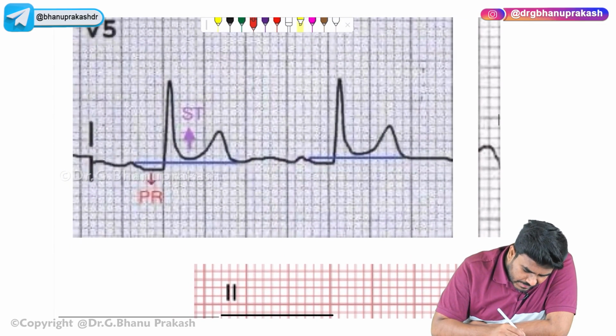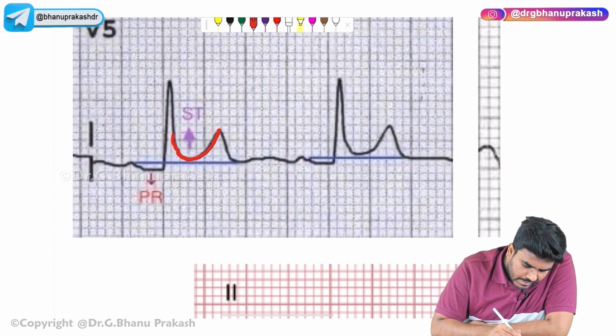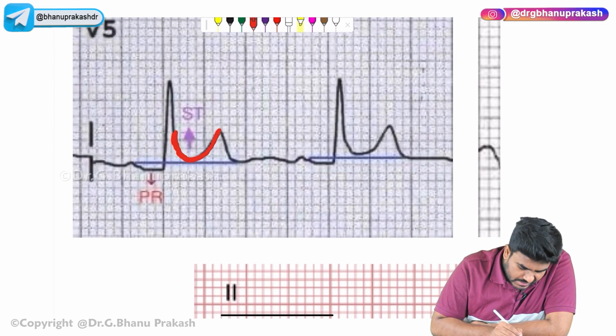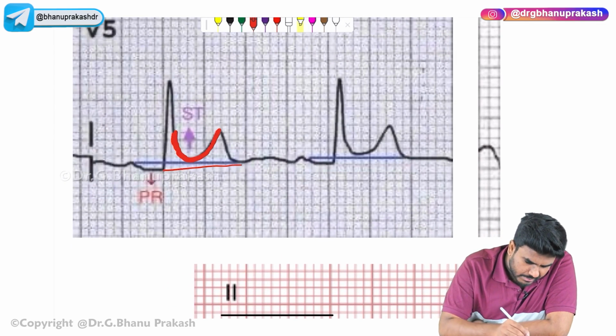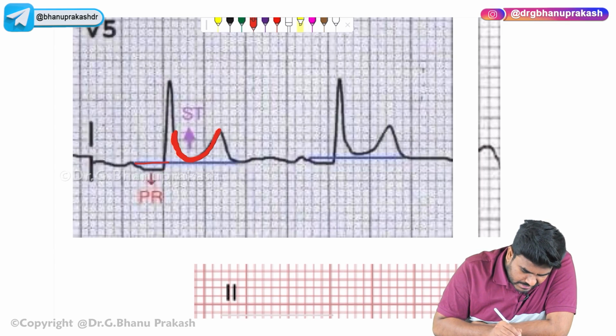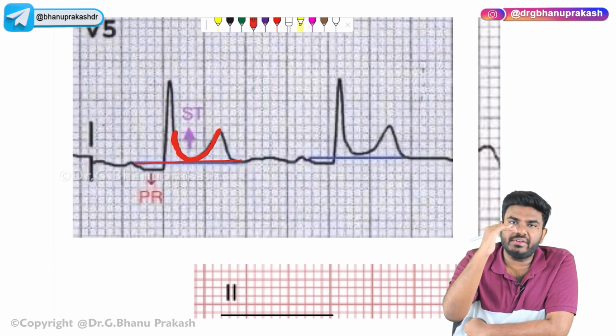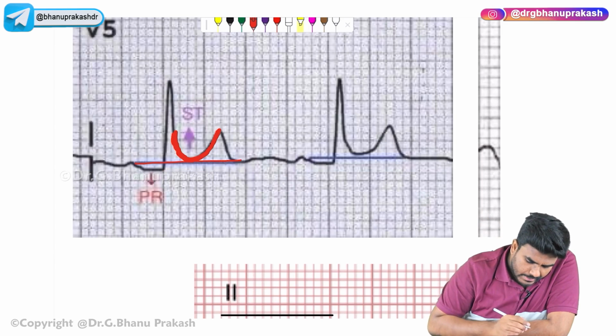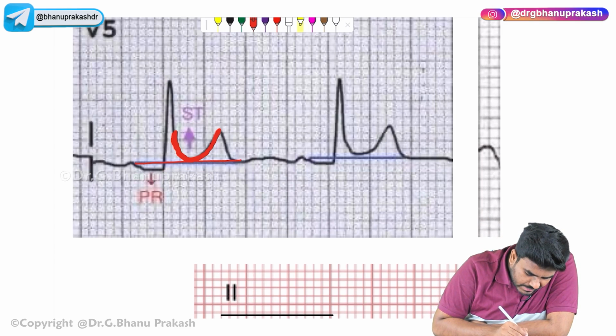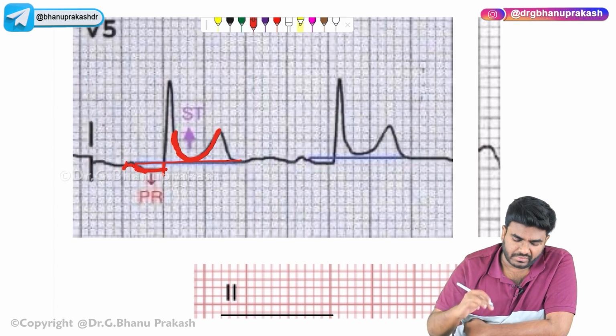Now, you look here. There is ST segment elevation, that too concave ST segment elevation. When compared to the baseline, this is the baseline. That's not the baseline. This is the baseline. Okay, this is the baseline. When compared to the baseline, yeah, there is a little elevation, but that too concave. And what else is there? This PR segment, this is the PR segment. Look here, the PR segment, it is getting depressed. Okay, there is a depression of the PR segment.